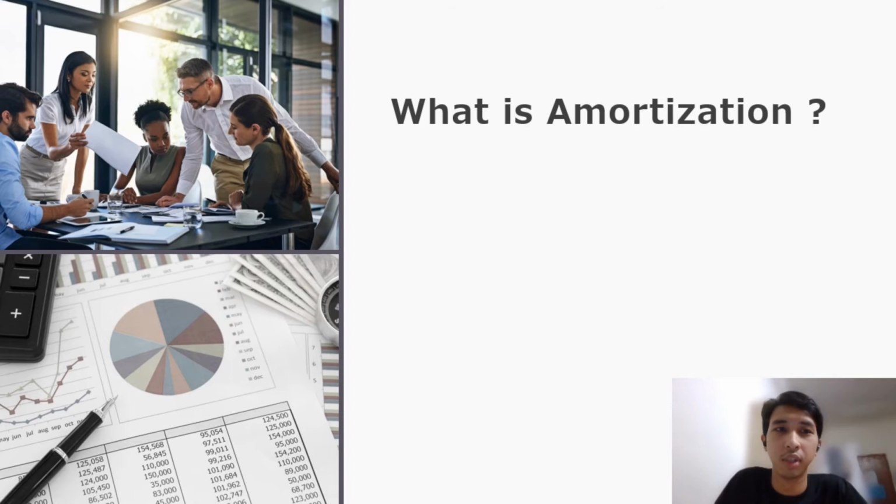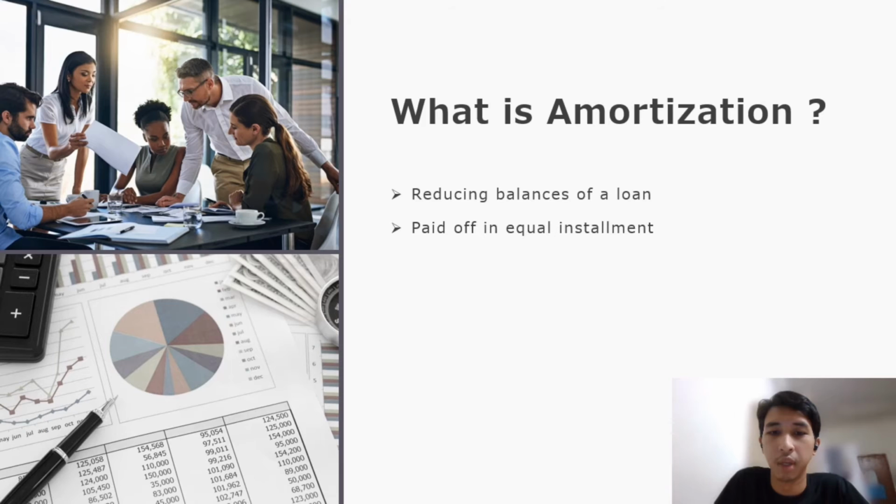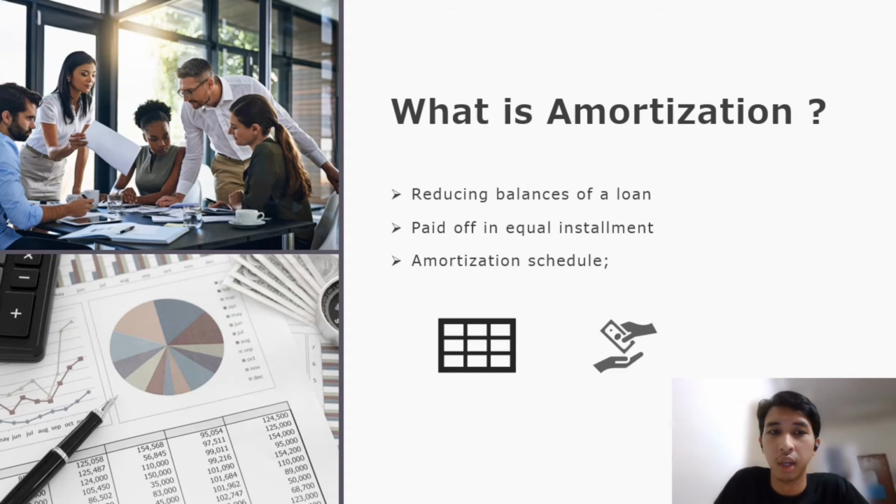What is amortization? It's reducing the balance of a loan by paying off the debt amount on a regular basis until the loan principal reduces to zero. An amortized loan is paid off in equal installments. An amortization schedule is a table that gives details of each payment made by the borrower, and it is widely used for home mortgages, auto loans, business loans, retirement plans, and so on.